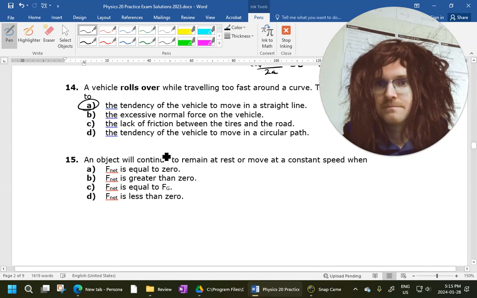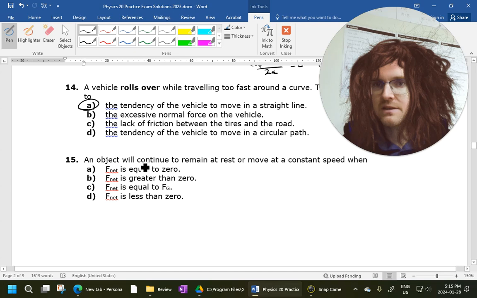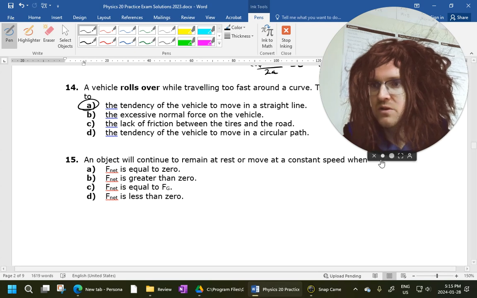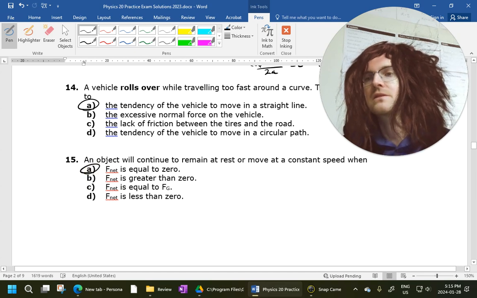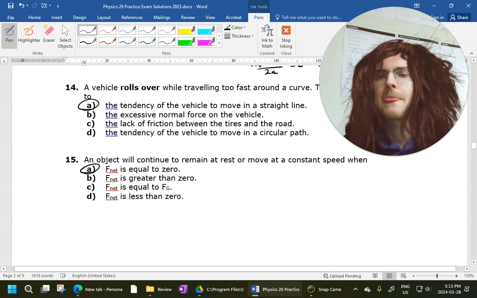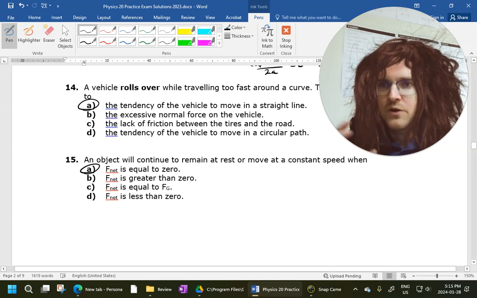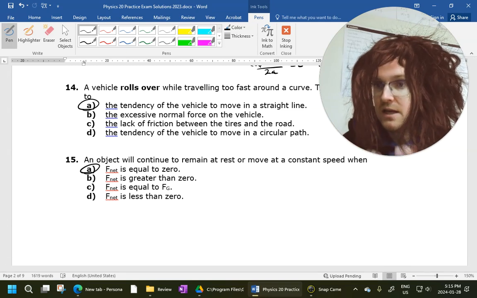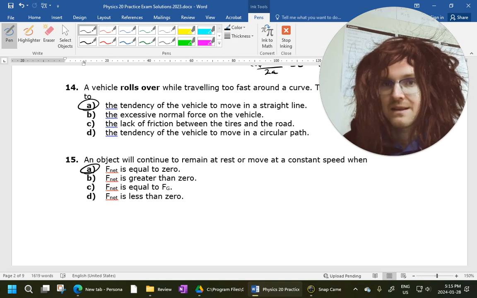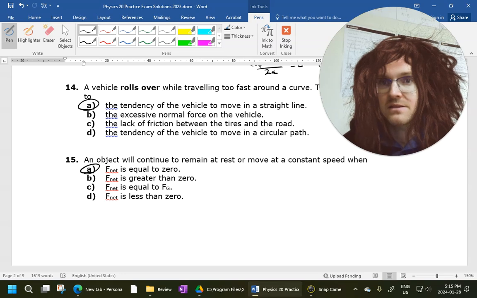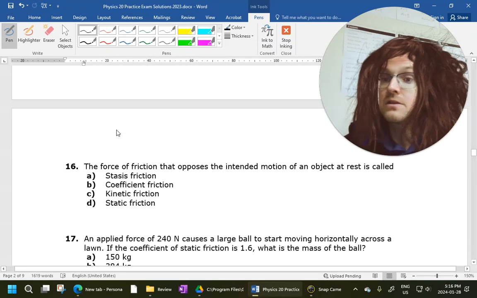Don't go too fast. An object will continue to remain at rest or move at a constant velocity when F net is equal to 0, right? There we go, equal to 0. Let's use this first law, all right? So you'll continue to remain at a constant velocity. Should probably change that word speed, but a constant velocity unless acted on by an external net force. So my net force is not 0. External non-zero net force.